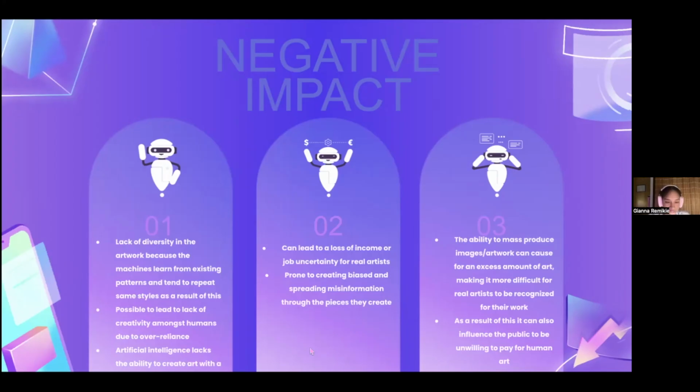Possibly lead to a lack of creativity amongst humans due to over-reliance. It can lead to the loss of income or job uncertainty for real artists. It's prone to creating bias and spreading misinformation through the pieces they create. The ability to mass produce images or artwork can cause an excess amount of art, making it more difficult for real artists to be recognized for their work. As a result of this, it can also influence the public to be unwilling to pay for human art.